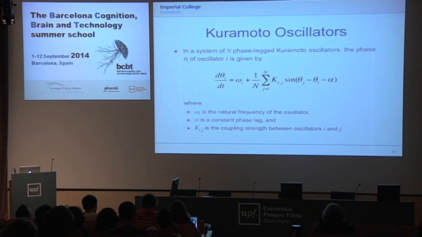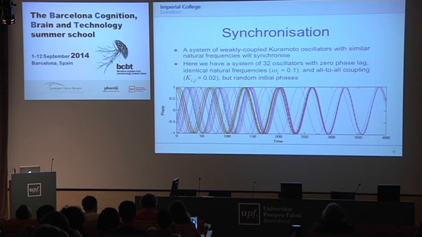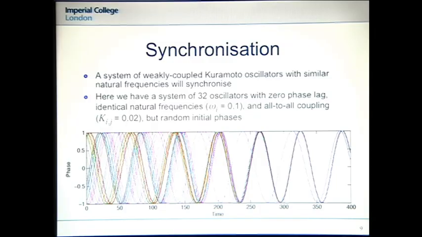Okay, so here's your vanilla example of what oscillators can do. If we take a system of weakly coupled Kuramoto oscillators with similar natural frequencies, then they will synchronize in due course. So here we've got a collection of 32 oscillators with zero phase lag in this case, and they've all got identical natural frequencies. This is just one example of synchronization. We could make the frequencies a little different, and the same kind of thing would happen. We've got all-to-all coupling, but we've got random initial phases here.